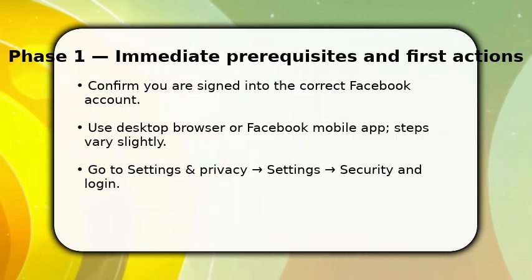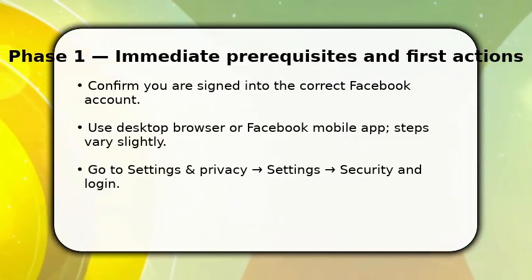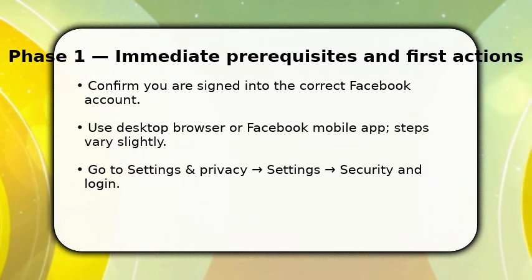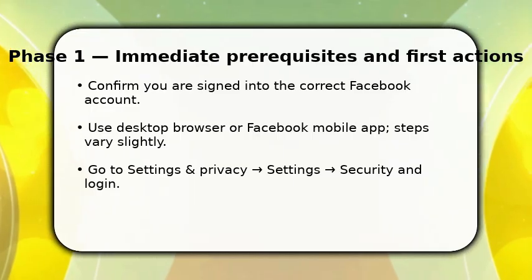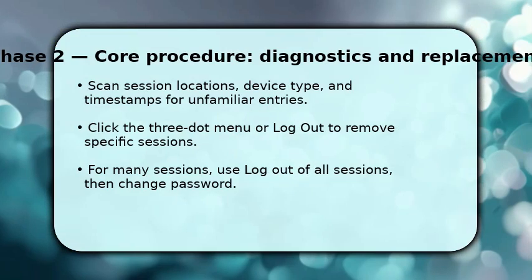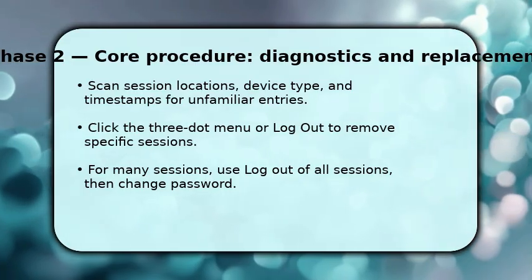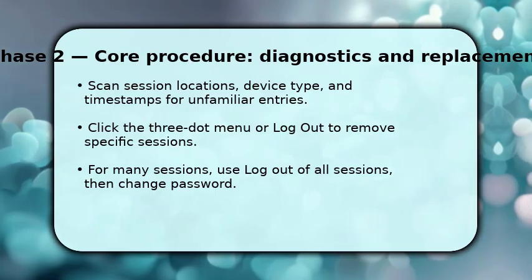Now look for the section labeled Active Sessions or where you're logged in. That list is live, and it's where you'll remove entries one by one. Once in the Sessions list, examine each entry for device, location, and time. Unfamiliar items indicate unauthorized access. You remove a single session by clicking the three-dot menu or log out next to that device. Do that for any you don't recognize.